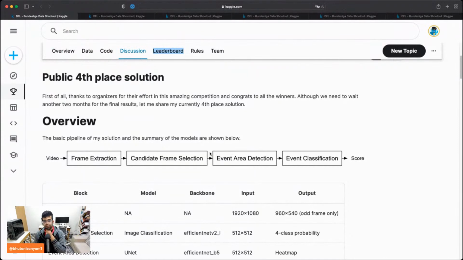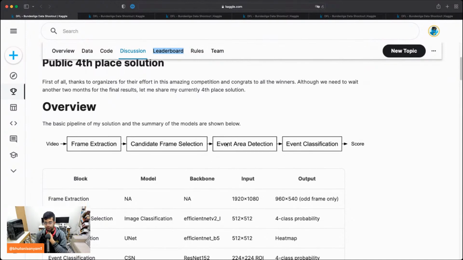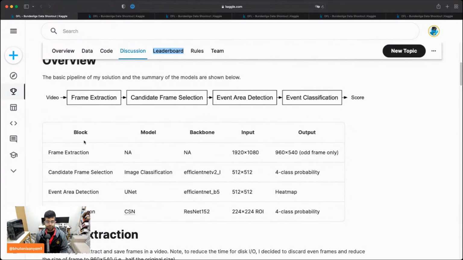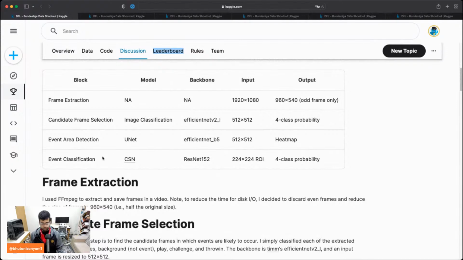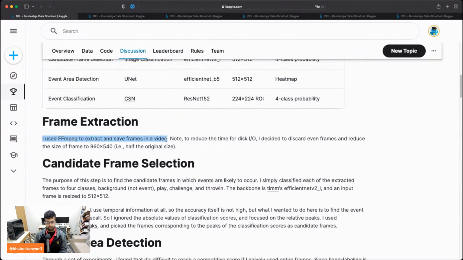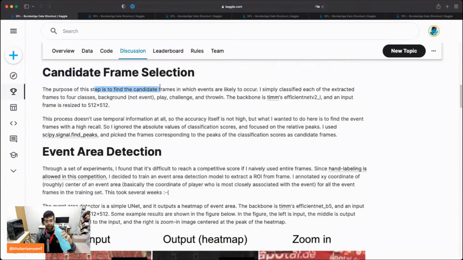So their approach is extracting frames, candidate frame selection, event area detection, and event classification. And here they show the different blocks and the models and the backbones they had used. You can read through this if you like. Frame extraction used FFmpeg to extract and save the frames. For frame selection, the purpose is to find candidate frames in which events are likely to occur.